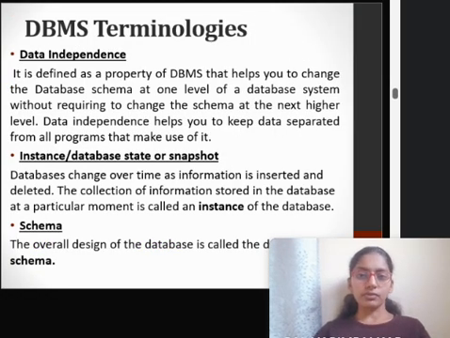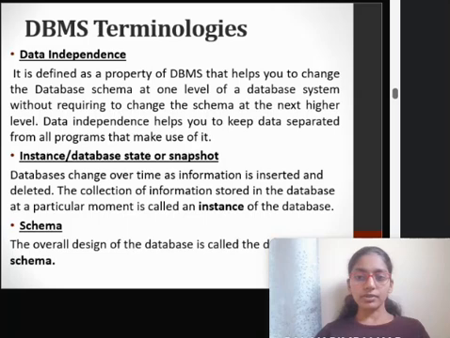Now we will discuss some DBMS technologies. First, data independence. Data independence is defined as a property of DBMS that helps you to change the database schema or the structure at one level of a database system without requiring to change the schema at the next or higher level. Data independence helps you to keep data separated from all programs that you use.